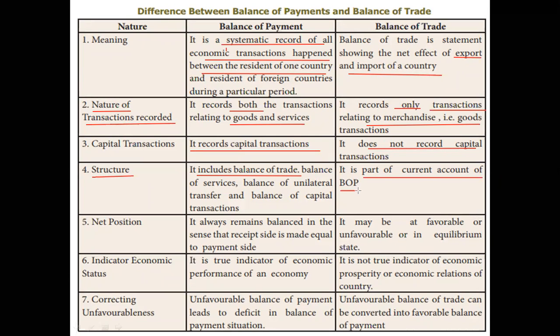Balance of payment is a complete account. It includes the visible item transactions account also. But balance of trade is a separate account. It's a part of the whole BOP.